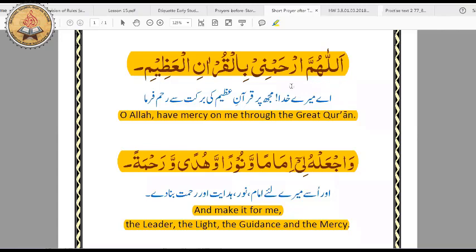Allahumma arhamni bil Qur'anil Azim. Good. Oh Allah, have mercy on me through the great Quran. Waj'alhu li imama wa nura wa huda wa rahmah. And make it for me the leader, the light, the guidance, and the mercy. Jazakumullah, thank you so much, beautifully recited.